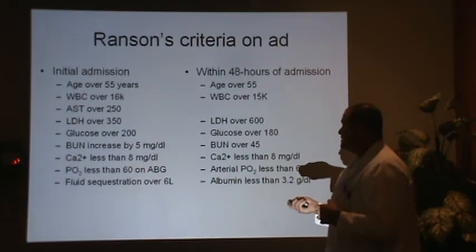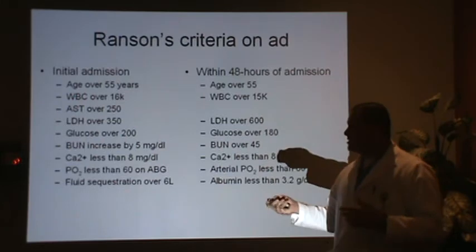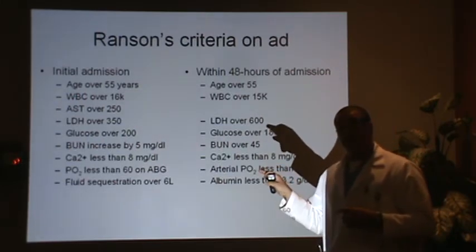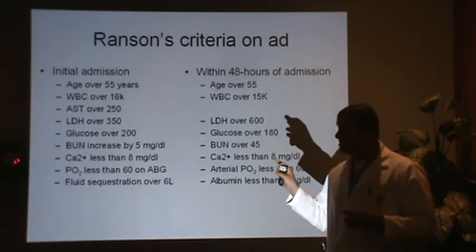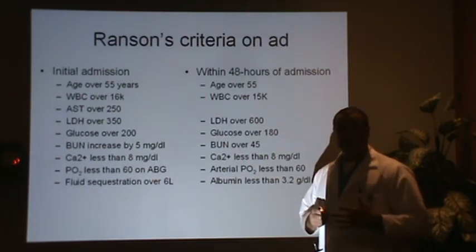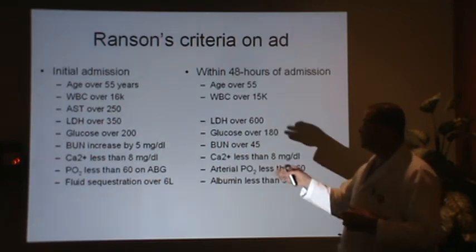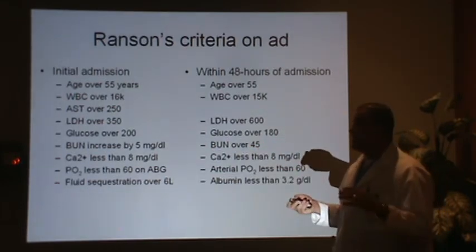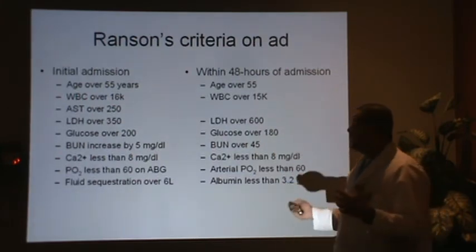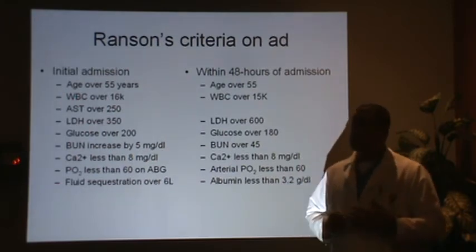A PaO2 of less than 60 on arterial blood gas or a PaO2-FiO2 ratio of less than 250, these patients have a risk of developing pulmonary complications from this. And I am a strong believer in arterial blood gas analyses on certain things, and this is clearly one of them, to check to make sure the patient's PO2 is at least 60 or higher. Fluid sequestration of over 6 liters and an albumin less than 3.2, you can tell the difference between the left and the right. Us guys working in the ED, we primarily use the initial admission, of course, and then intensivists sometimes will dive into the within 48-hour criteria by Dr. Ranson.